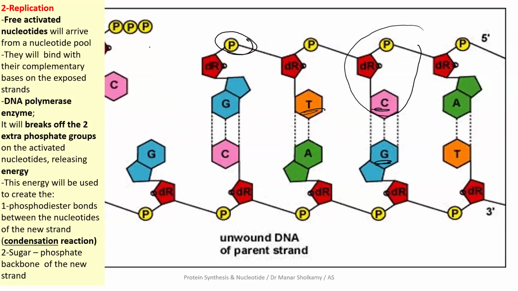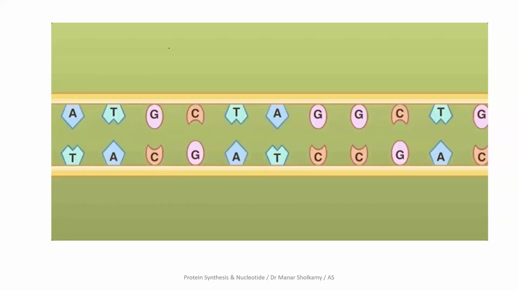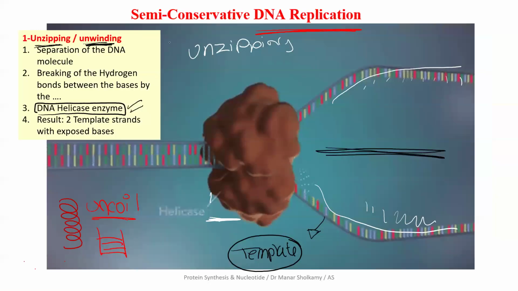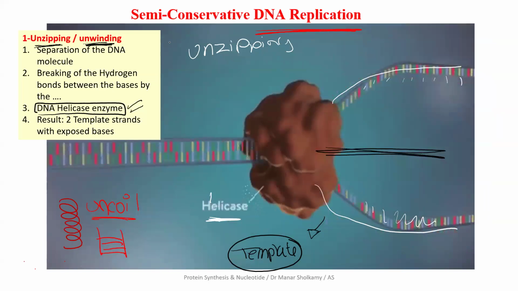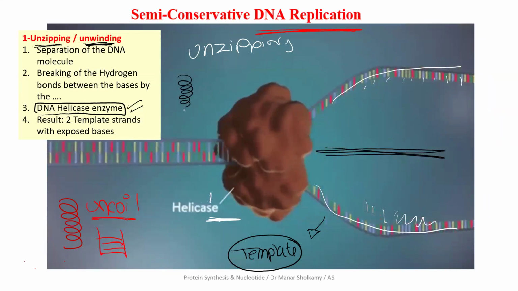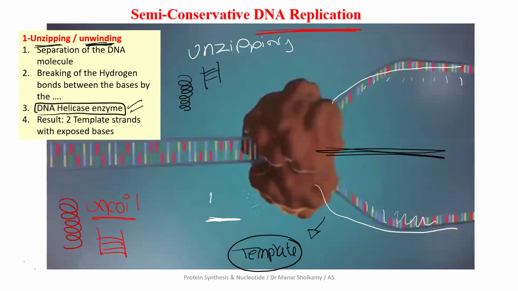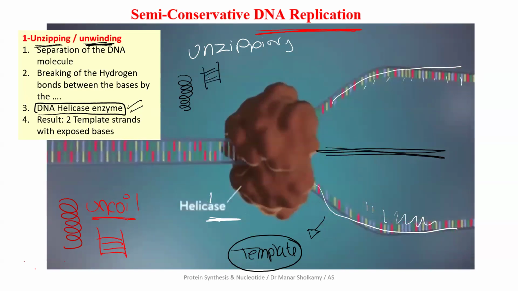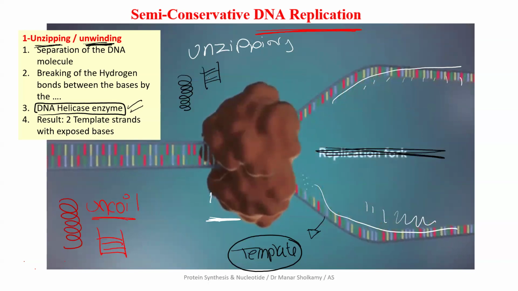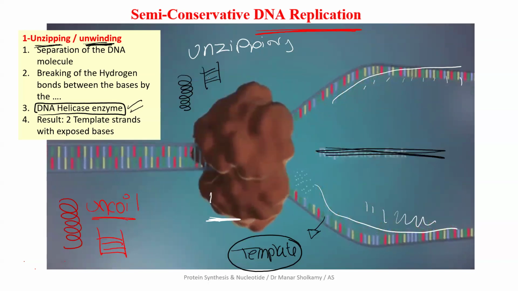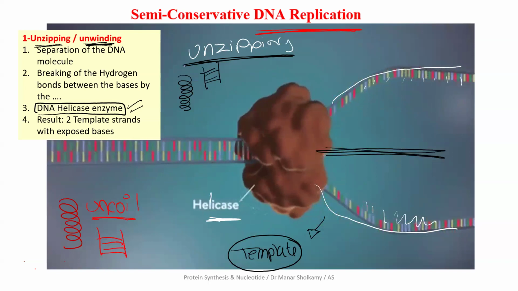So let's look at the pictures. Let's take it step by step. By the way, it's very easy. Step number 1, I'm going to uncoil. I had a coiled DNA molecule. I will uncoil it so that it looks like this. Step number 2, I will break the hydrogen bonds between the bases, so I separate the strands. That step is called unzipping.